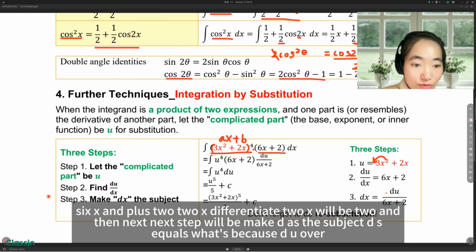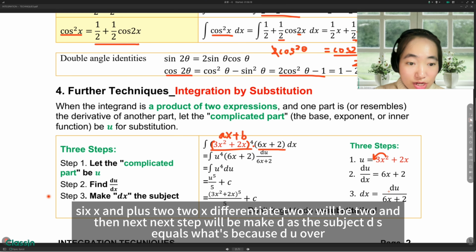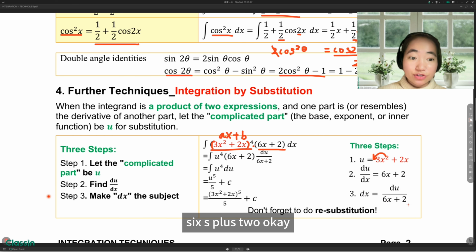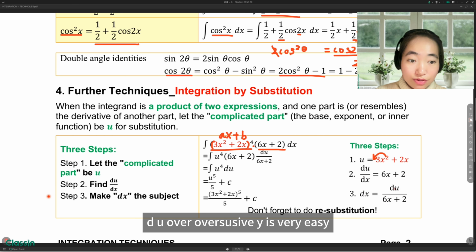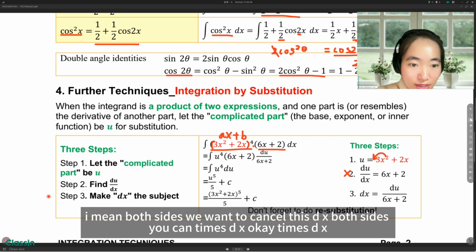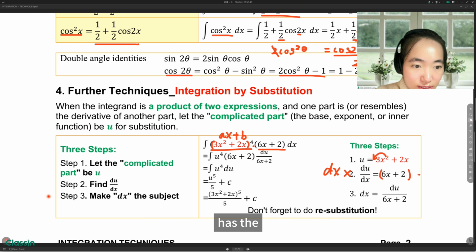And then next step will be make dx the subject. Dx equals what? Because du over dx is 6x plus 2, dx just equals du over 6x plus 2. Why? It's very easy, right? For example, if we want to cancel this dx on both sides, you can times dx on both sides.